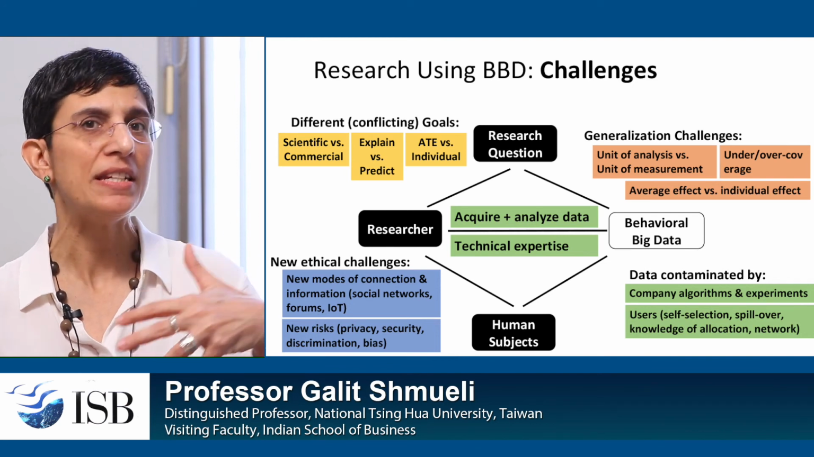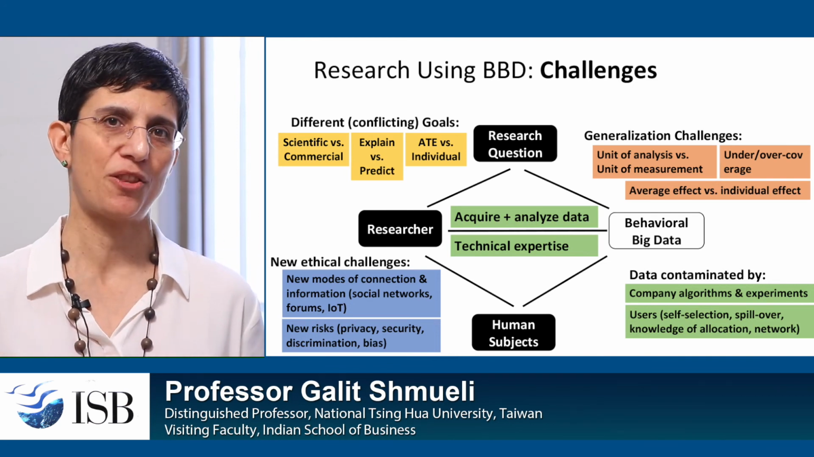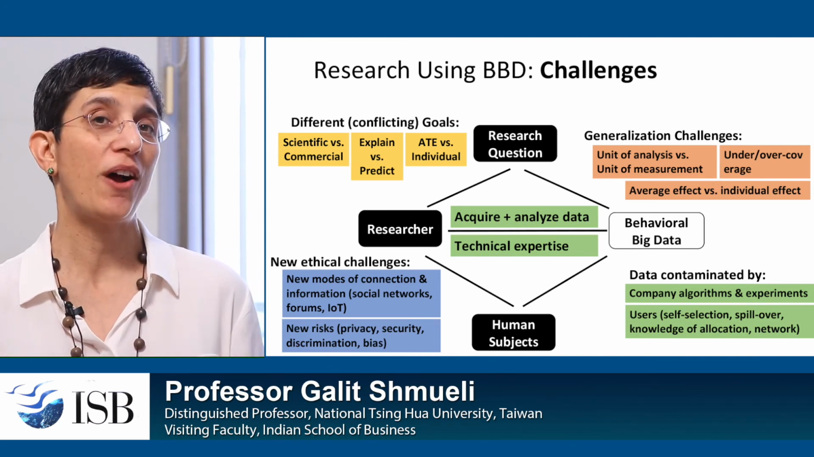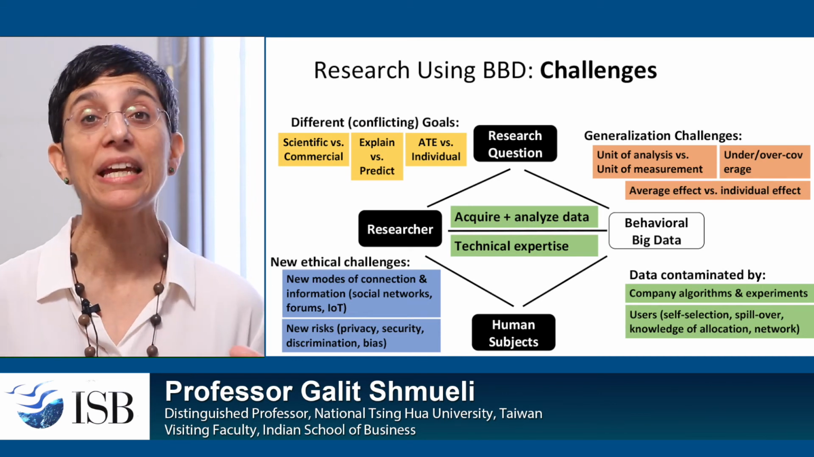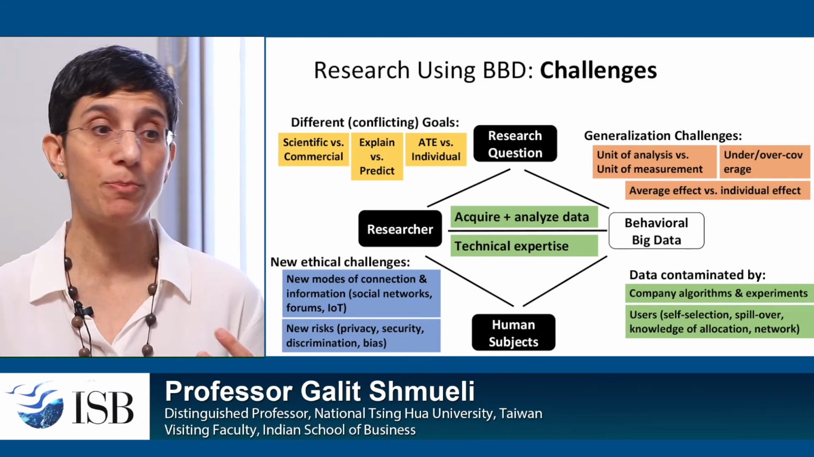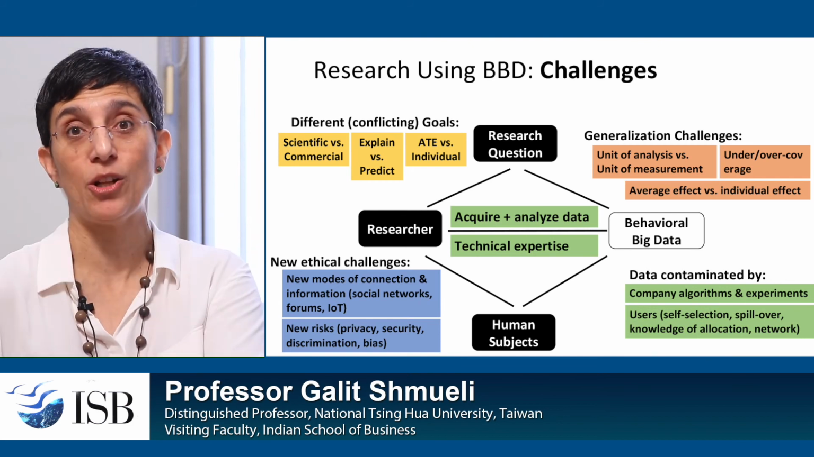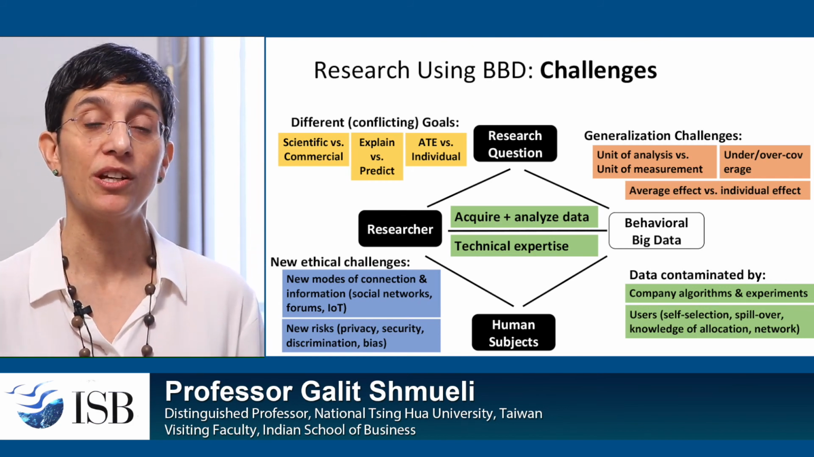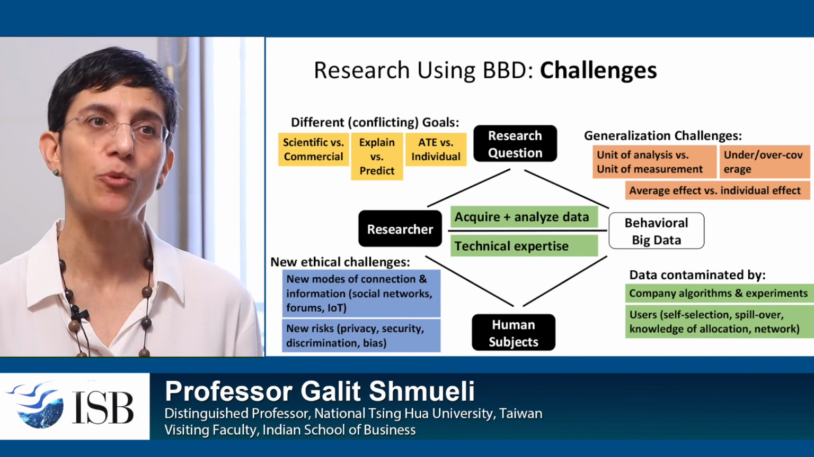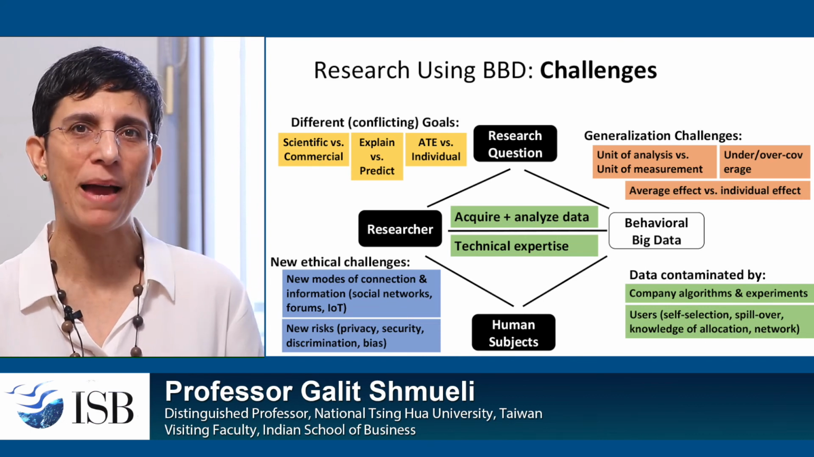The interactions and the networking between human subjects through social media and whatever cause all kinds of problems that used to be small to be big. Anything from spillover effects. People are in a treatment group and actually the treatment spills over into the control group. All those are issues that were there before, but now become very magnified.